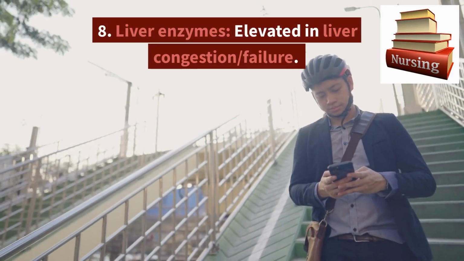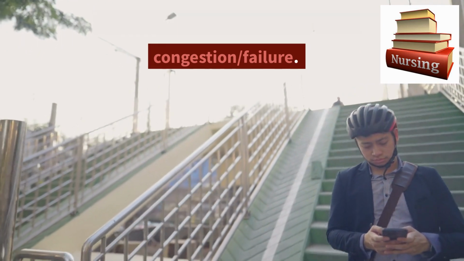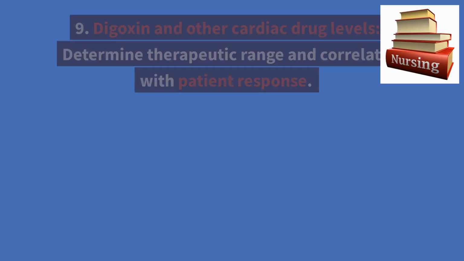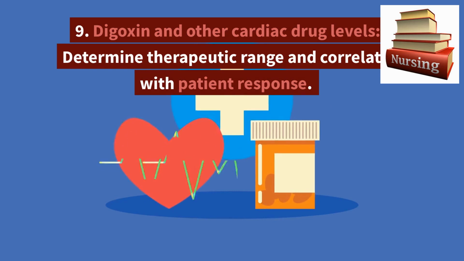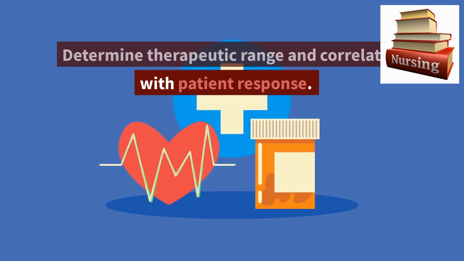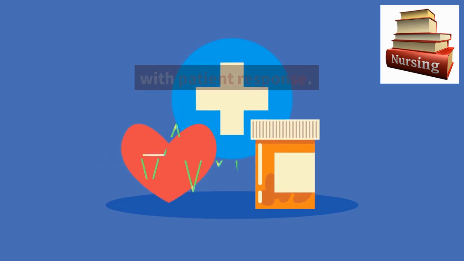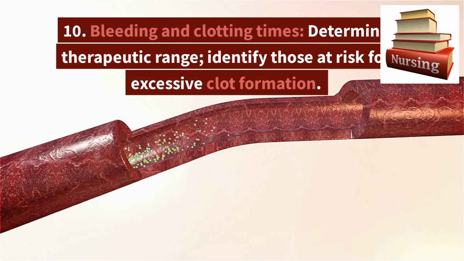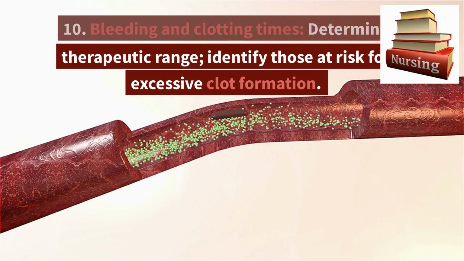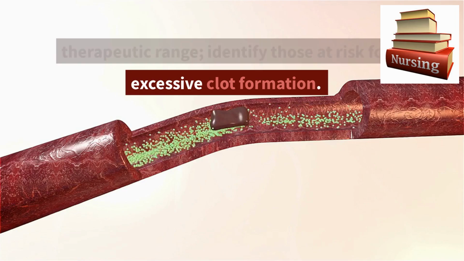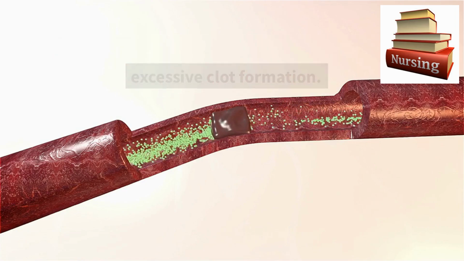8. Liver enzymes, elevated in liver congestion or failure. 9. Digoxin and other cardiac drug levels, determine therapeutic range and correlate with patient response. 10. Bleeding and clotting times, determine therapeutic range, identify those at risk for excessive clot formation.